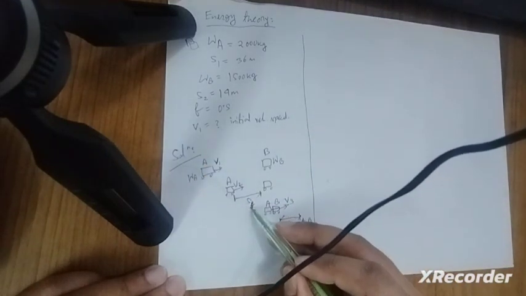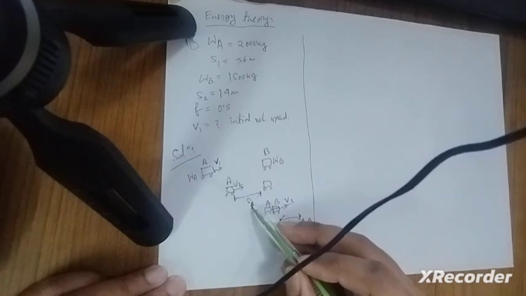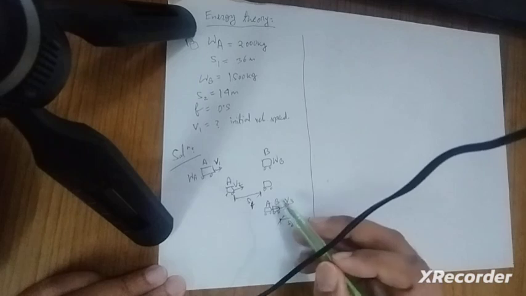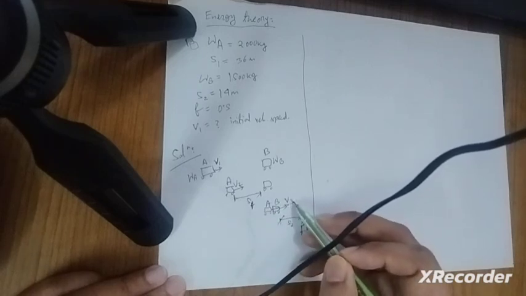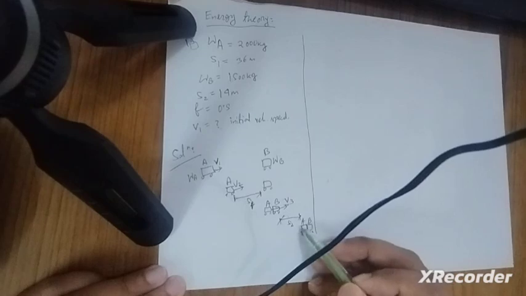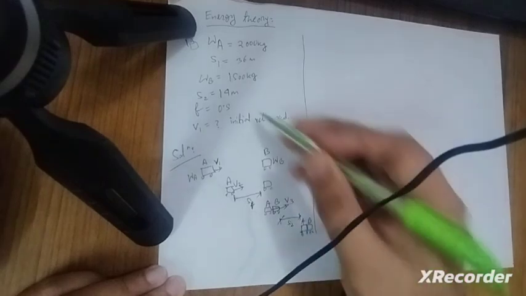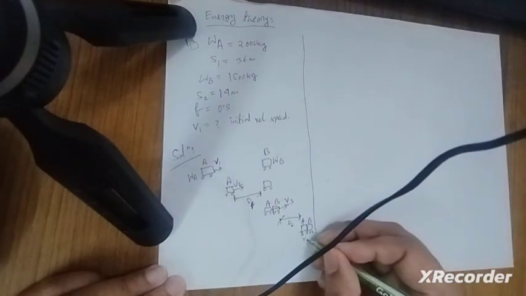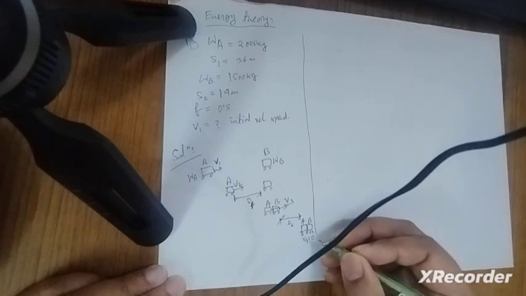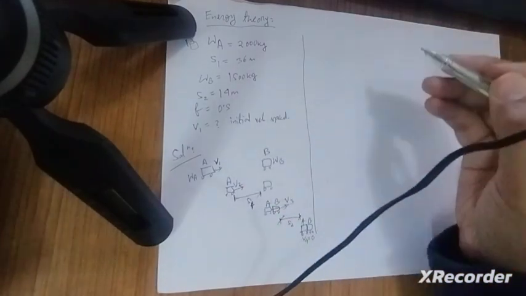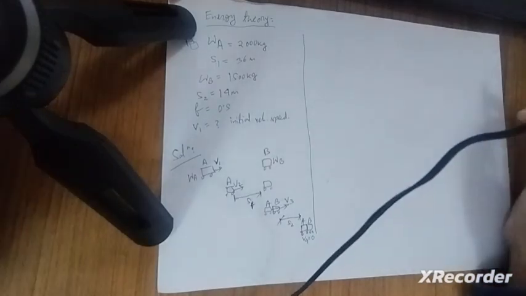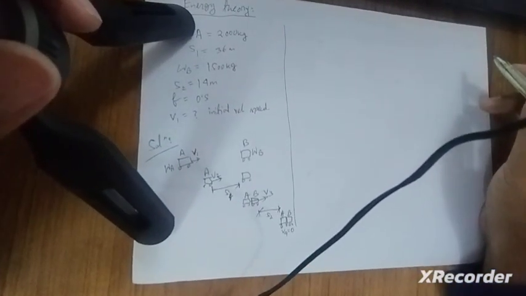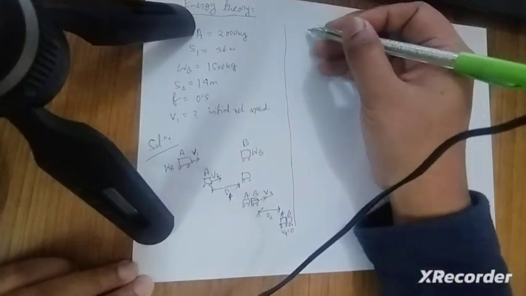Vehicle A will travel before applying brake up to 36 meter, that is S1. A and B collide together and move at a speed of V3, and they will travel S2 distance, that is 14 meter, and stop at V4, which is 0 speed. So we have to calculate the V1 speed. In this math we have to calculate actually backward.